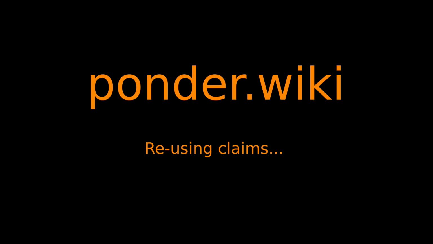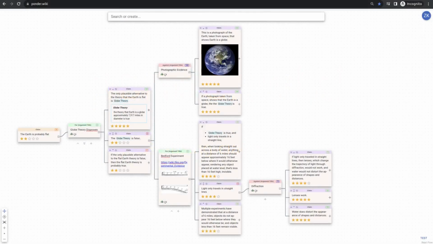In a previous video, I demonstrated the main concepts of ponder.wiki by creating a ponder to explore the claim that the Earth is flat. At the end of that video, I mentioned that you can reuse claims to avoid duplicating effort and wasting time. In this video, I'll show how that is done. Let's continue from where we left off in the previous video.